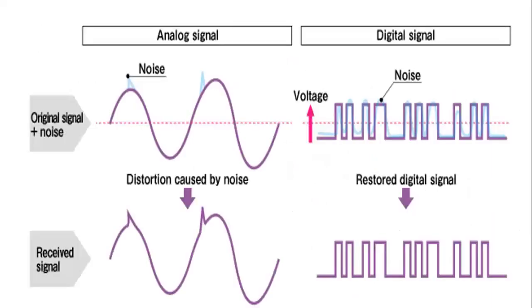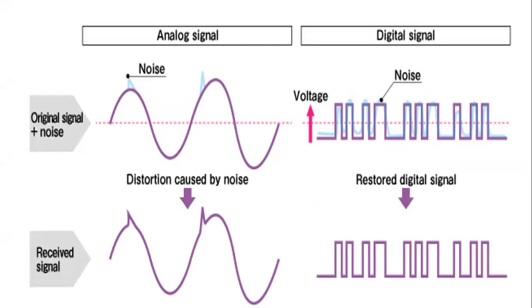So here they have given a small example: you can see the spike of noise. If this is the original signal and this noise gets added, the entire output will have the noise. In the same way in digital signals, if noise gets added, you can see there is not much difference between the received signal. So that is the reason digital signals are preferred over analog signals, because when noise gets added into the analog signal, it becomes a part of the signal.